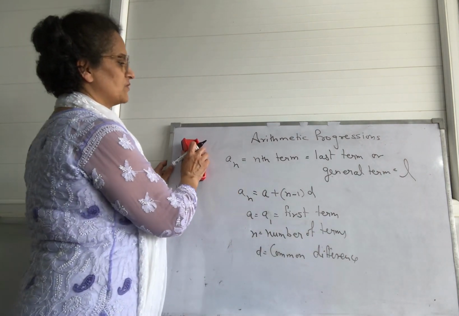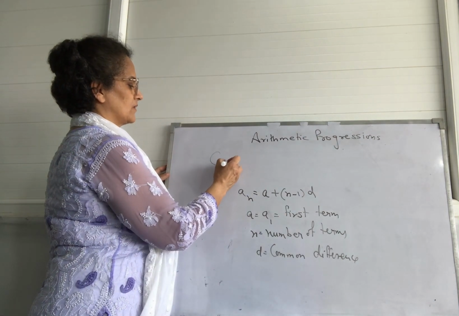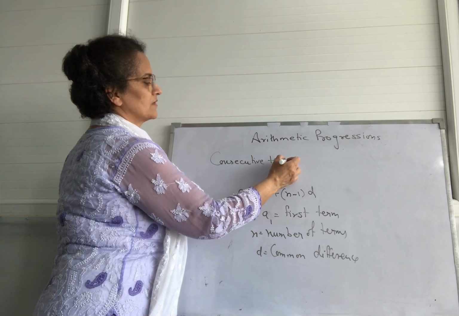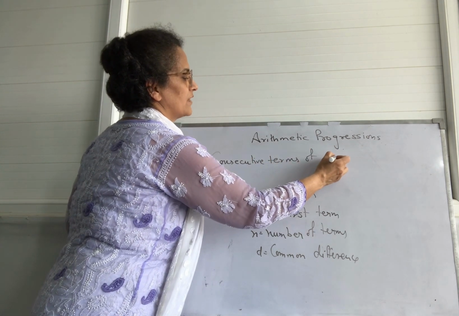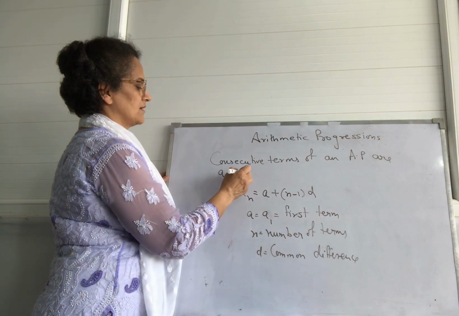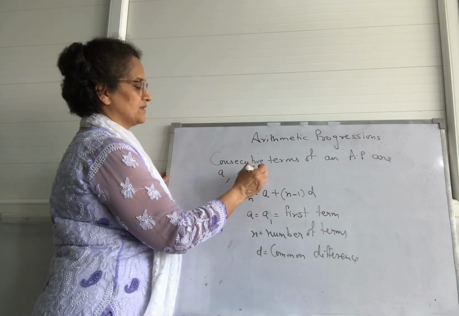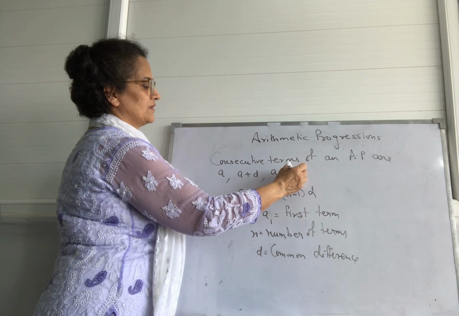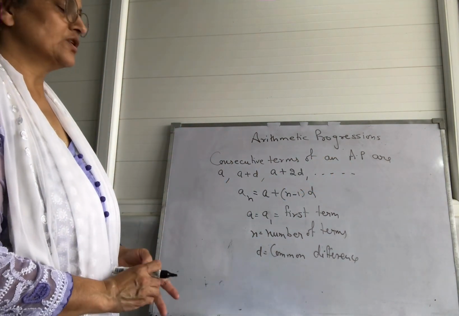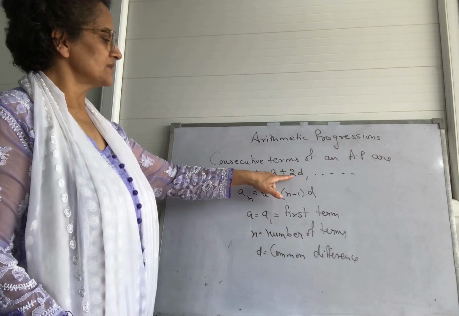And what are the terms we use? The consecutive terms of an AP are, we take it as A, A plus D. You add D to the first term, you get the second term, A plus 2D, and so on. These are my consecutive terms. So if they say 10th term, it means A plus 9D.